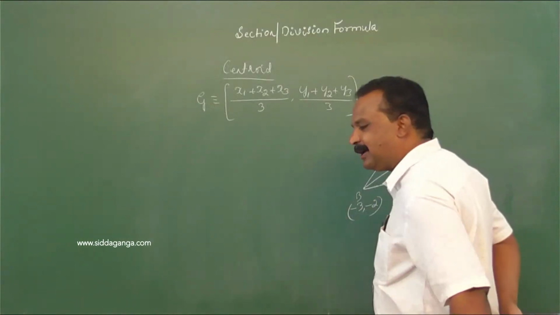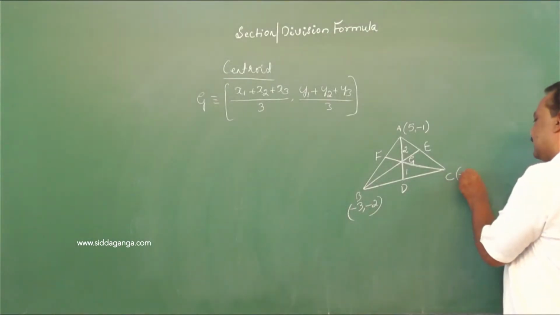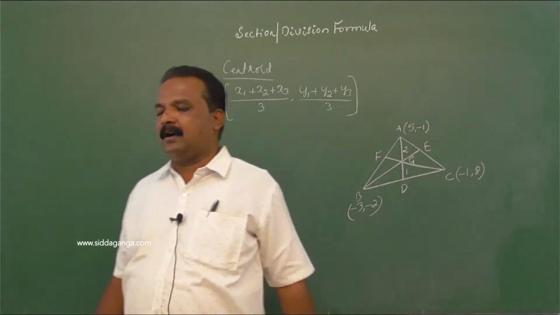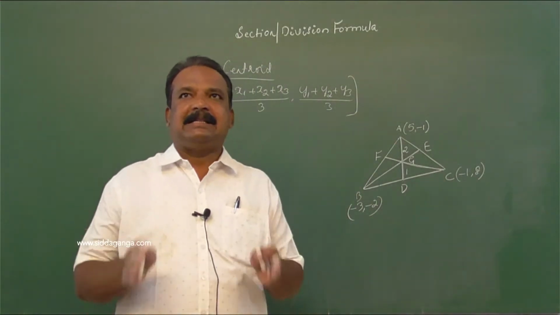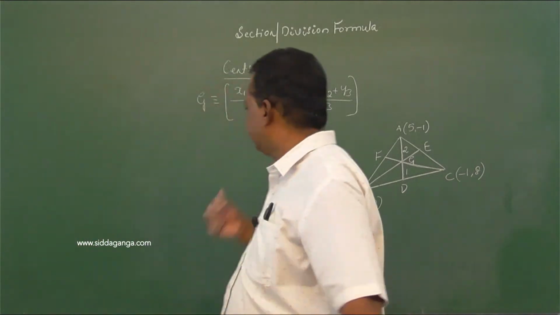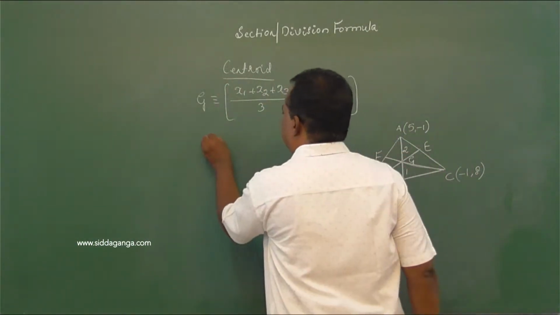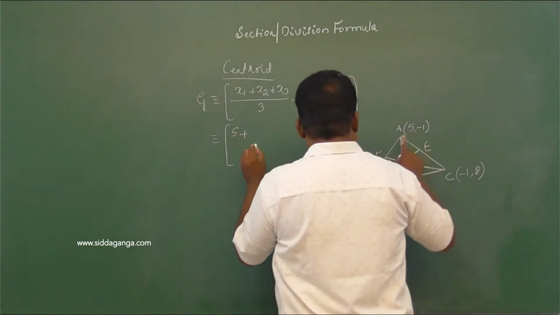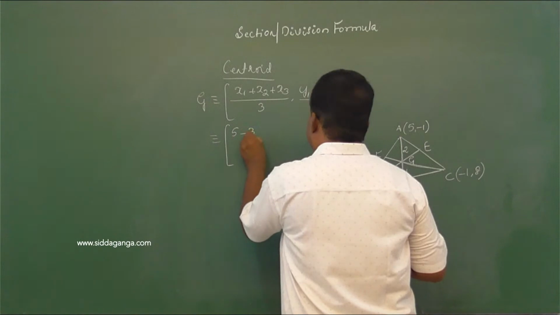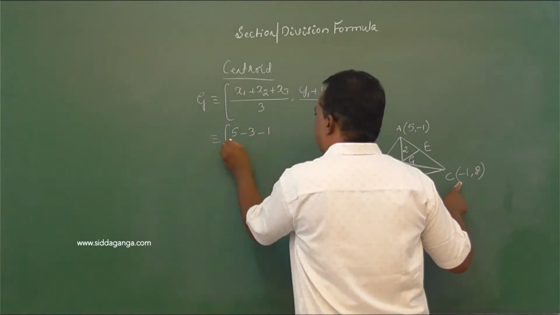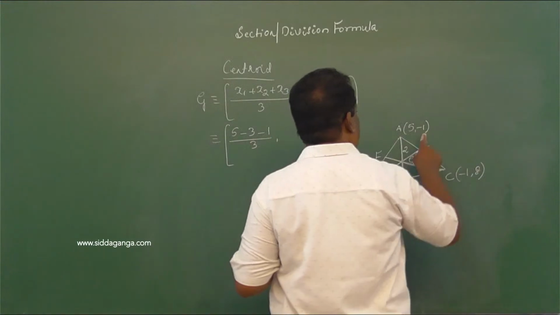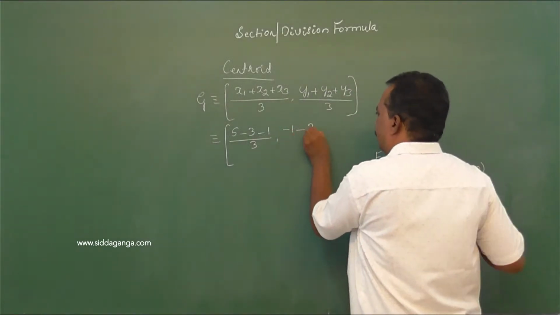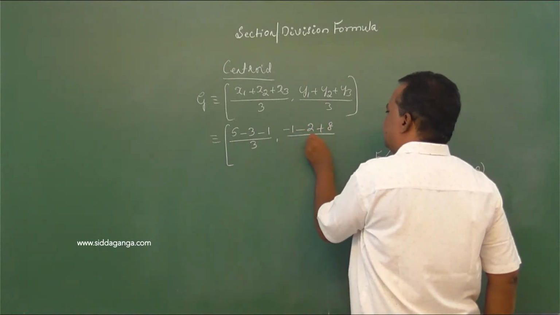They should not be collinear, that's all. Every triangle has a centroid, whatever may be the nature of the triangle. The points are (5, -1), (-3, -2), (-1, 8). You have to find the centroid of the triangle now. So this is the formula for centroid. x1 is 5, x2 is minus 3, x3 is minus 1, divide by 3. y1 is minus 1, y2 is minus 2, y3 is 8, divide by 3.